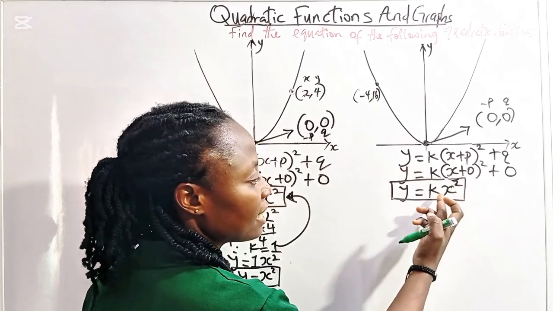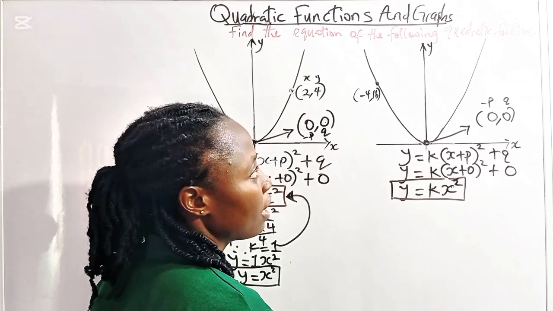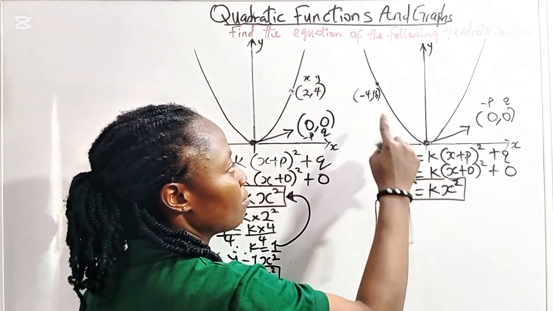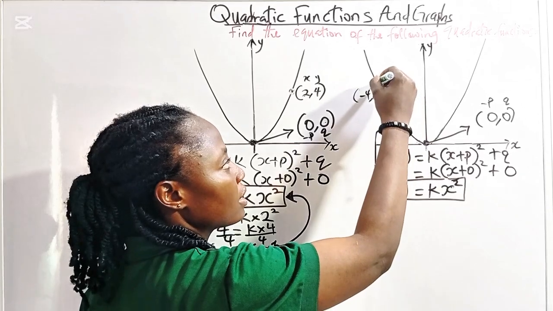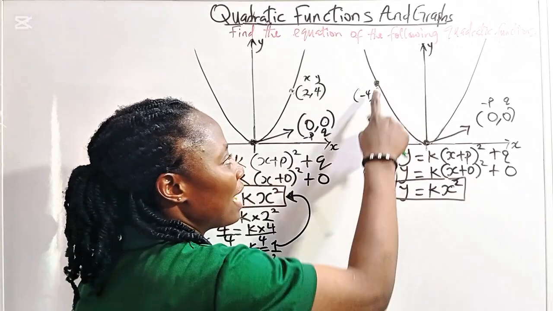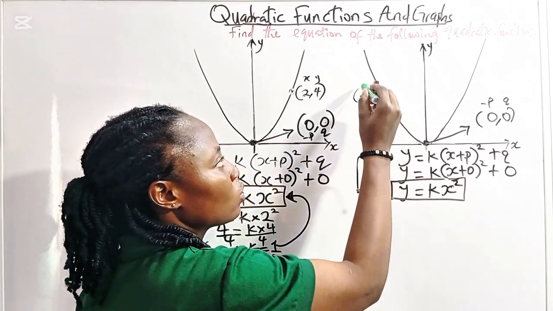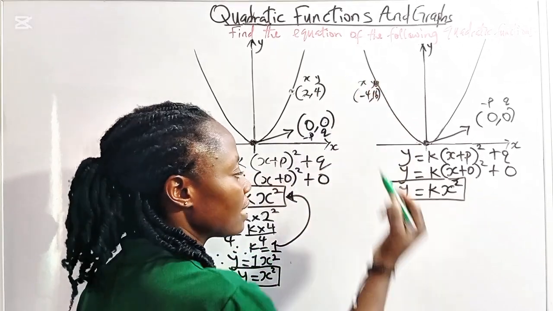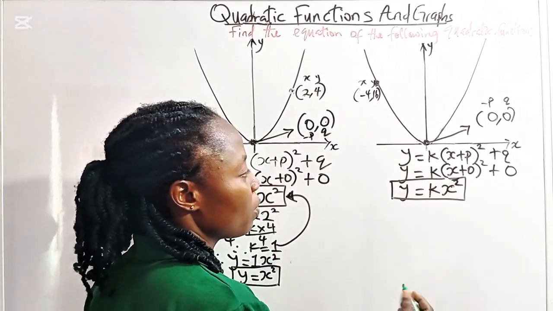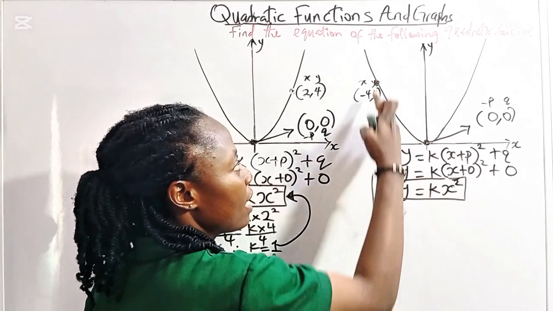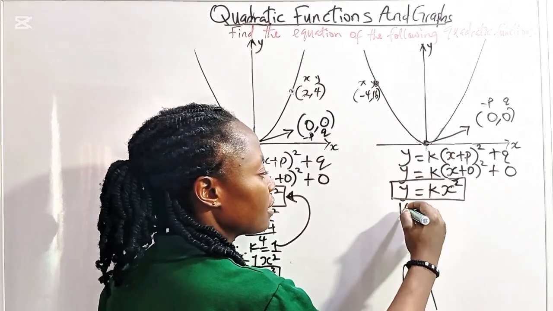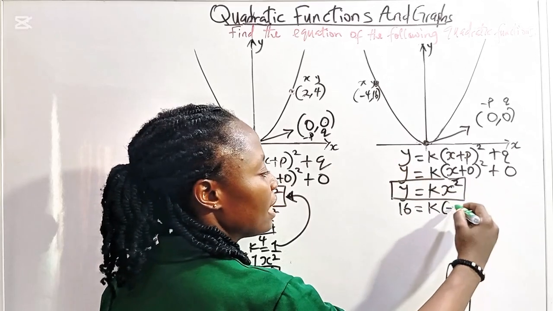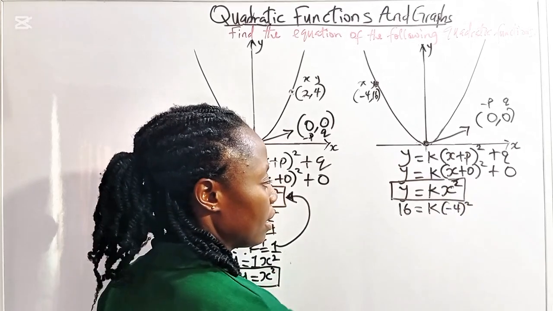Good. The next thing is to find the value of k. How will I find the value of k? Check the second diagram. We're given a point on the parabola. And at this particular point, x is -4 and y is 16. So we're putting in the values here. Anywhere I see y, I'm putting in the value 16, equals k, and our x is -4, and I'm putting my square.